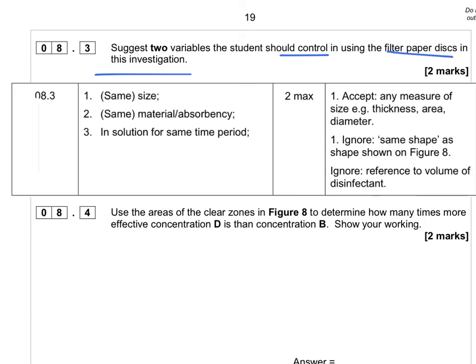Okay, notice the things that they won't accept. So you can't say same shape, as the shape is shown on figure 8, and you can see that they are the same shape. Also the reference to the volume of disinfectant as well.